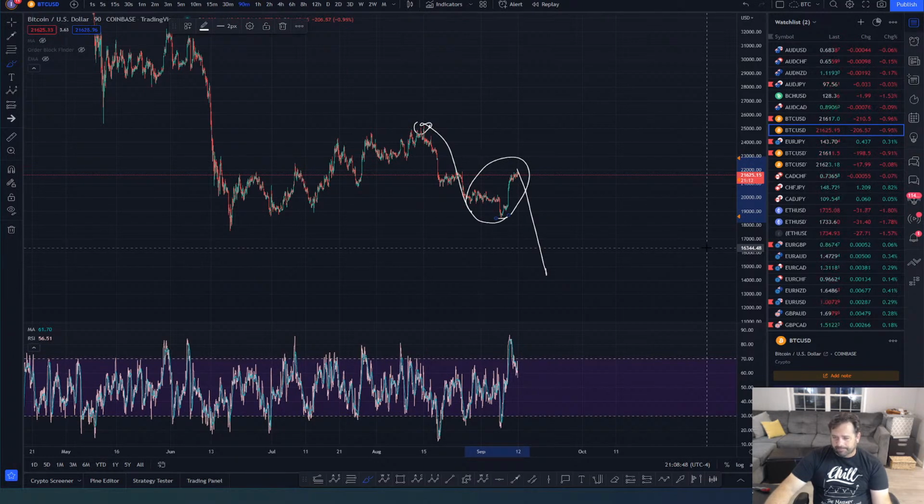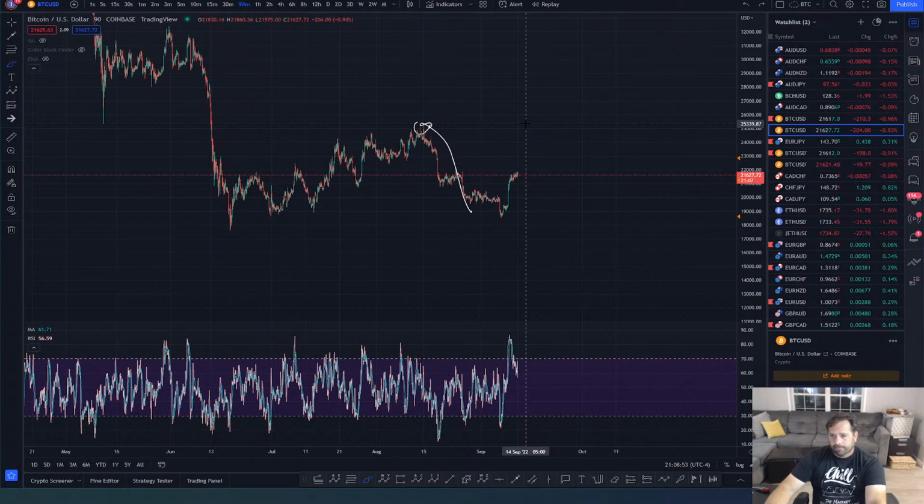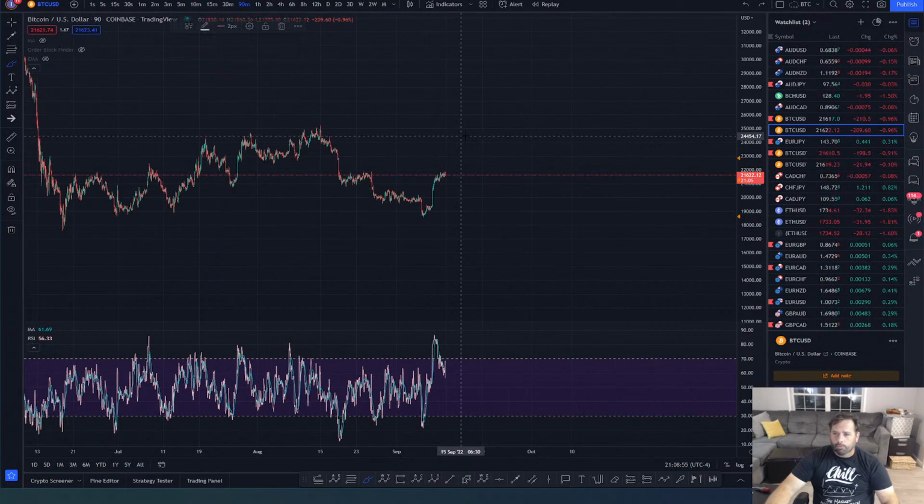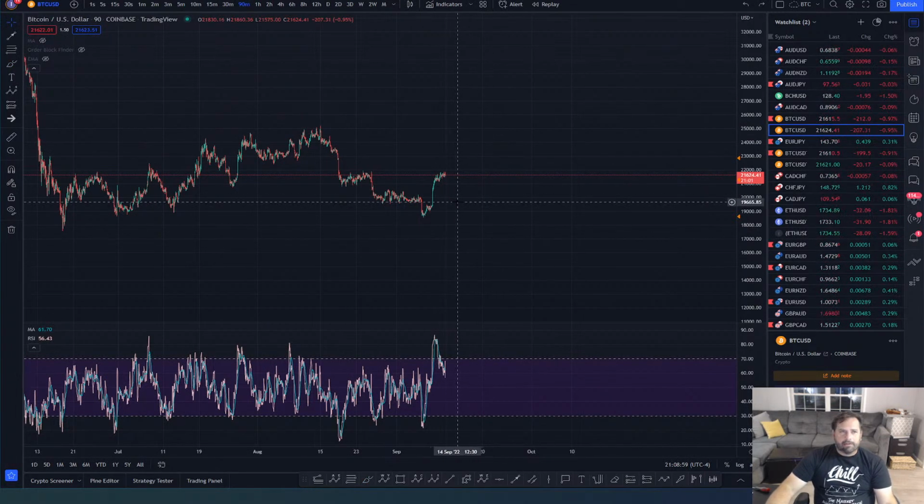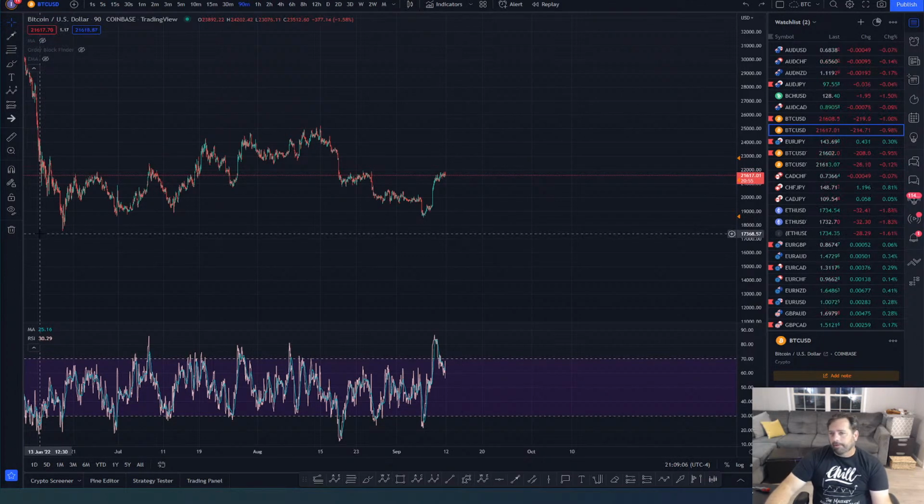It's a flat. Now, that is my preference in counts. I believe that count more than I believe any other count. I am currently waiting for the current wave that we're in to finish. It may or may not be finished at this present juncture. We're going to try to look at the charts and say, hey, is it done or is there more to go?